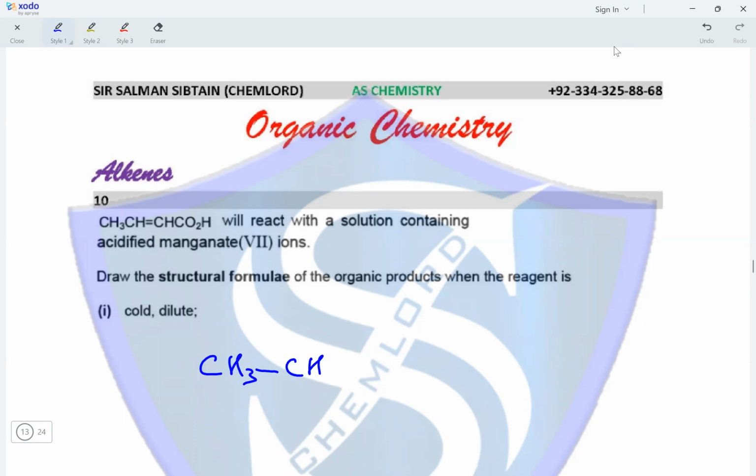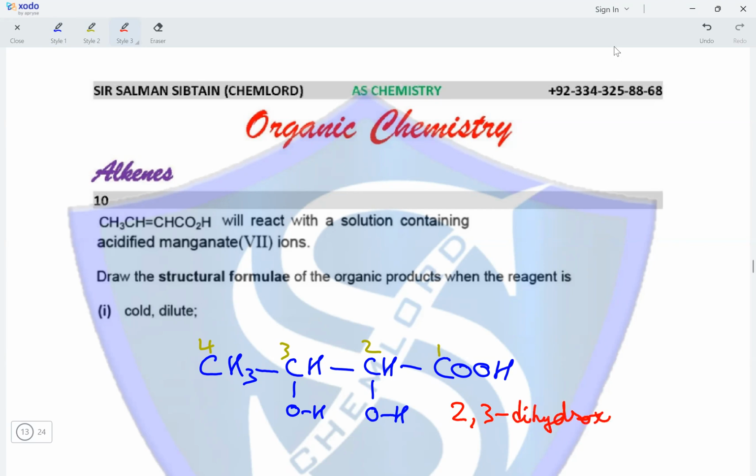CH3, CHOH, CHOH, and COOH. And the name of this product would be 1, 2, 3, and 4. So it will be called 2, 3 dihydroxy because the OH groups are substitute groups here. Butanoic acid.